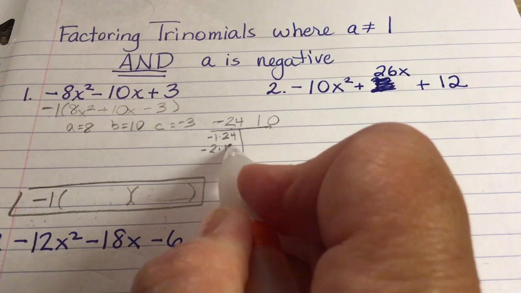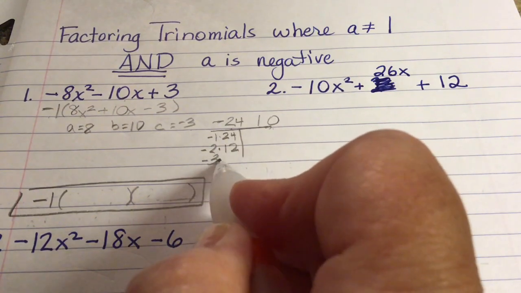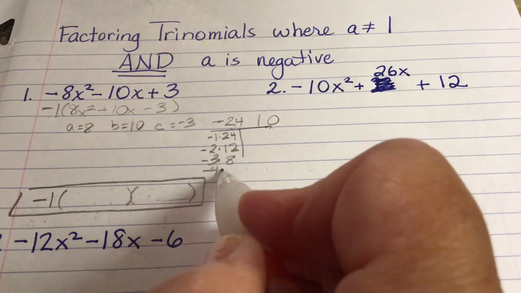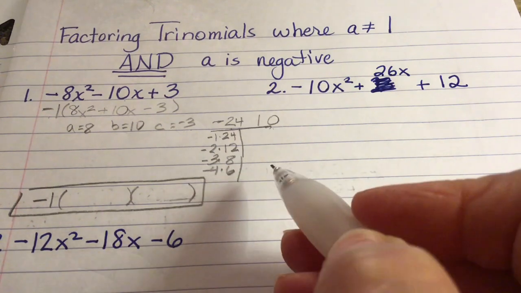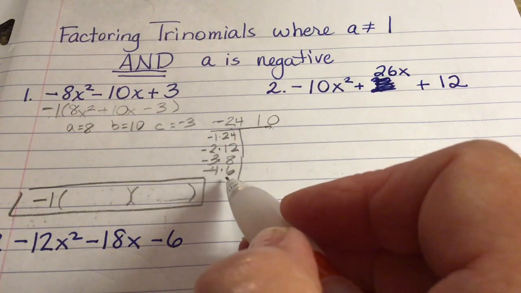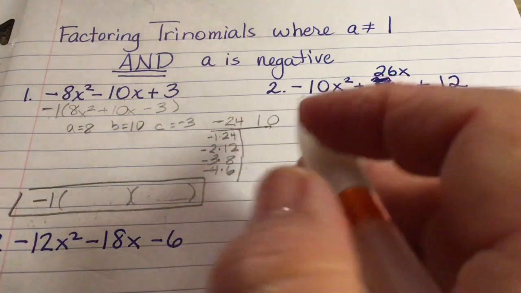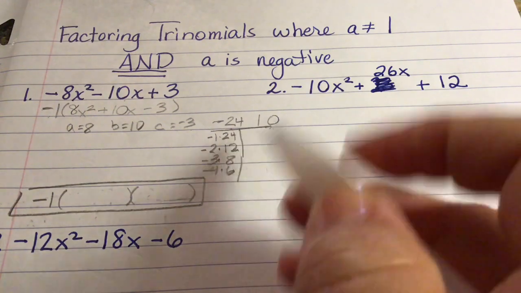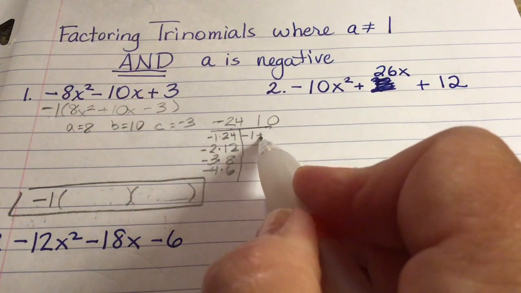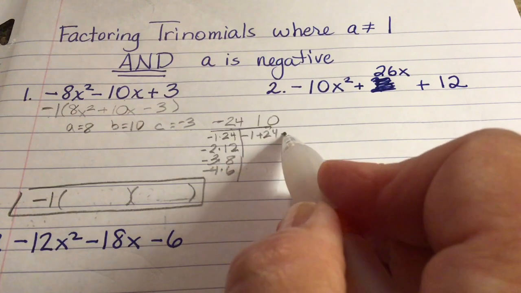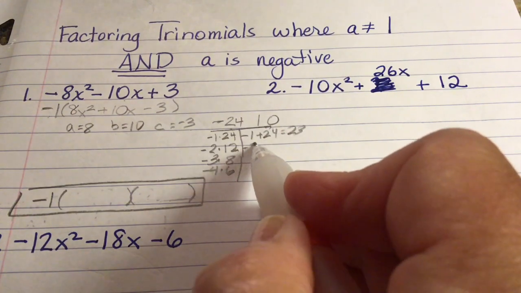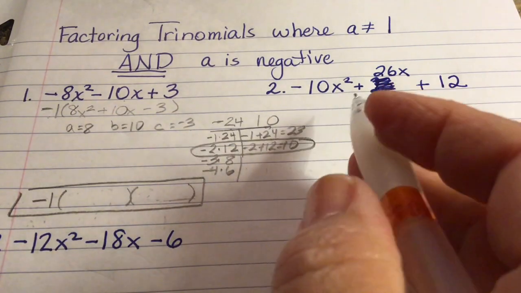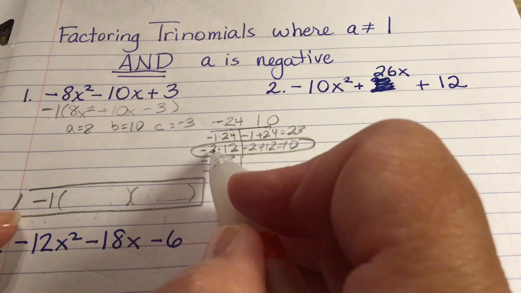negative 2 and 12, negative 3 and 8, negative 4 and 6, negative 5 won't go into it, 6 and negative 4. So these are all the factors of negative 24. Which of these gives me a sum, which means you're adding? Negative 1 plus 24 gives me 23. Negative 2 plus 12, that gives me 10. This pair gives me a sum of 10. So I'm going to use negative 2 and positive 12.